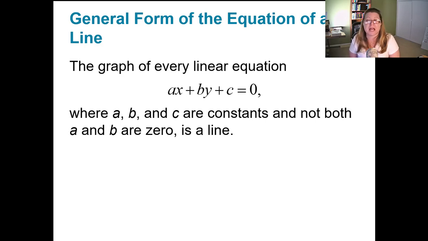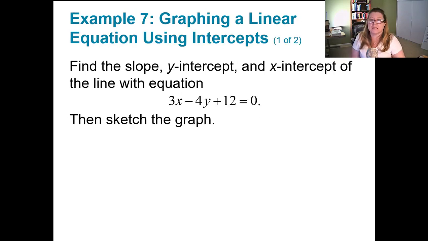So for it to be a line, a can be 0, but b cannot be 0 at the same time. And likewise, if b is 0, then a cannot be 0 at the same time. So let's graph. Find the slope, find the y-intercept, find the x-intercept of this general equation of a line: 3x minus 4y plus 12 equals 0. And then we're going to sketch it.